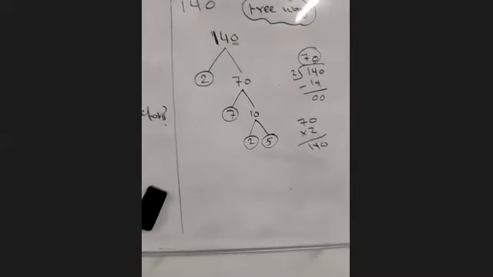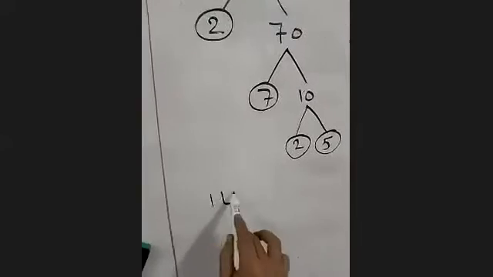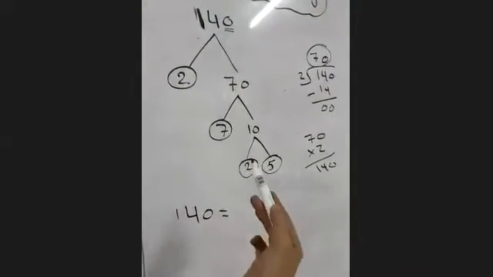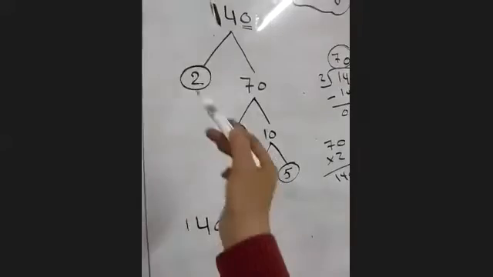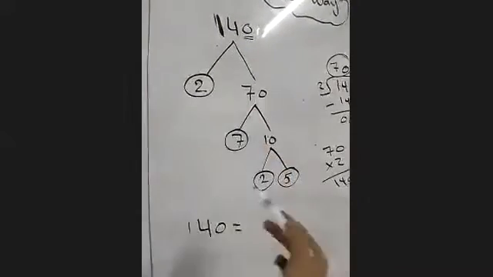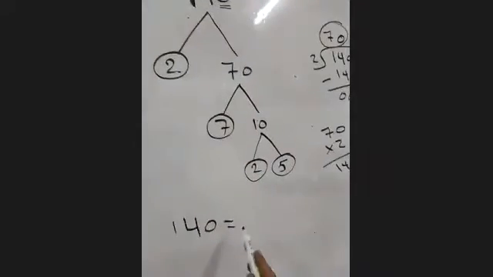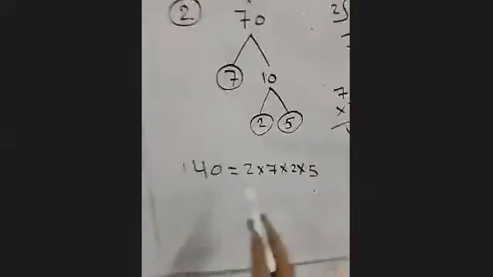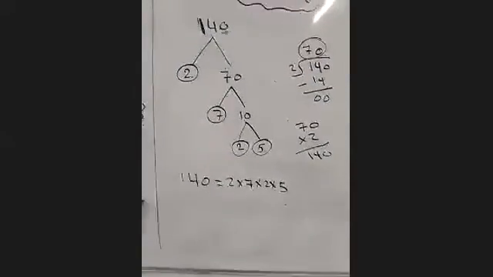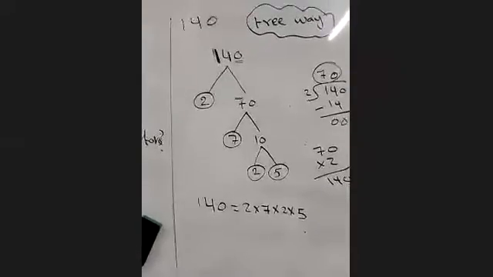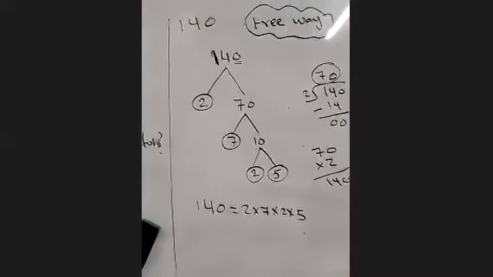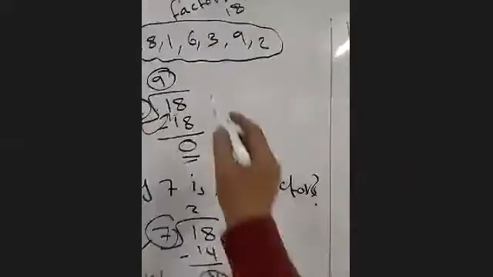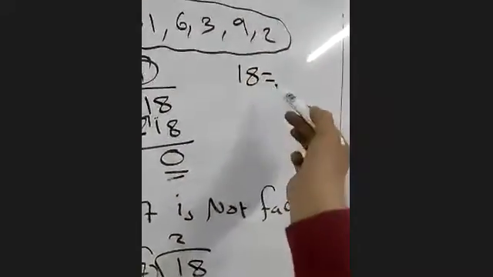Now, what is 140? We can write it as 2 multiplied by 7, multiplied by 2, multiplied by 5. The numbers with circles, if you multiply them, you get 140. So 2 by 7 by 2 by 5. This we call prime factorization, guys. We took it in grade 5.